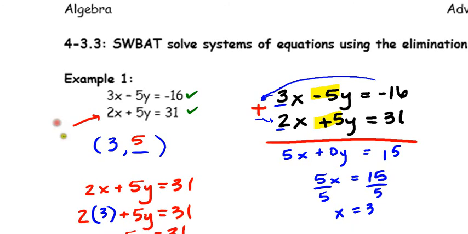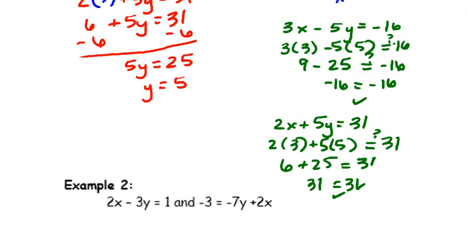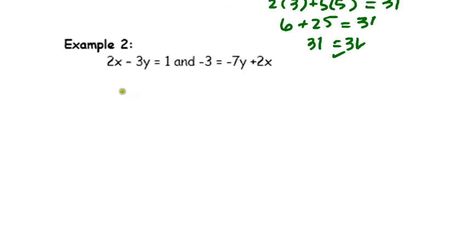So my answer here is 3 comma 5. 3 comma 5 is the solution. Alright, so let's take a quick look at another example, example 2. It's just given to me in a little bit of a different format here.